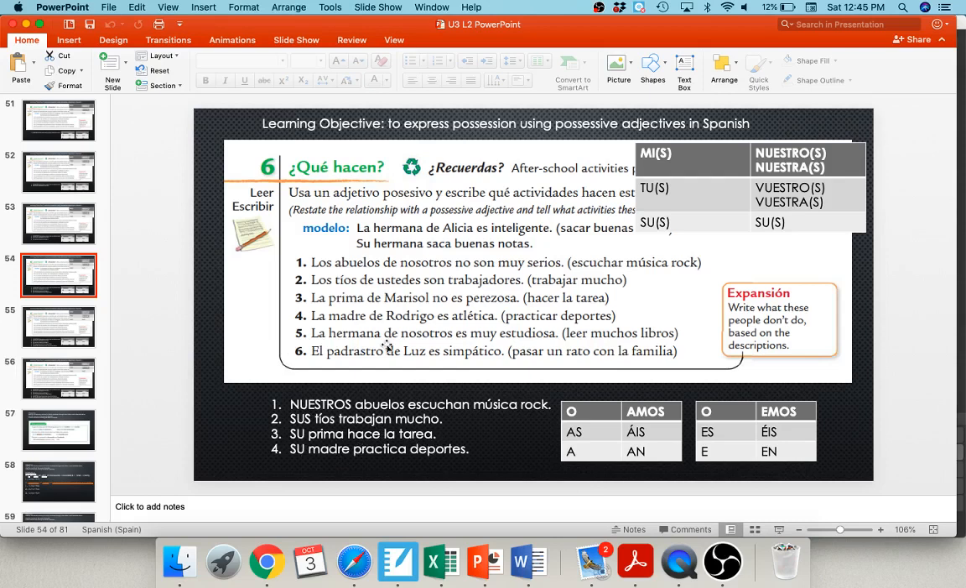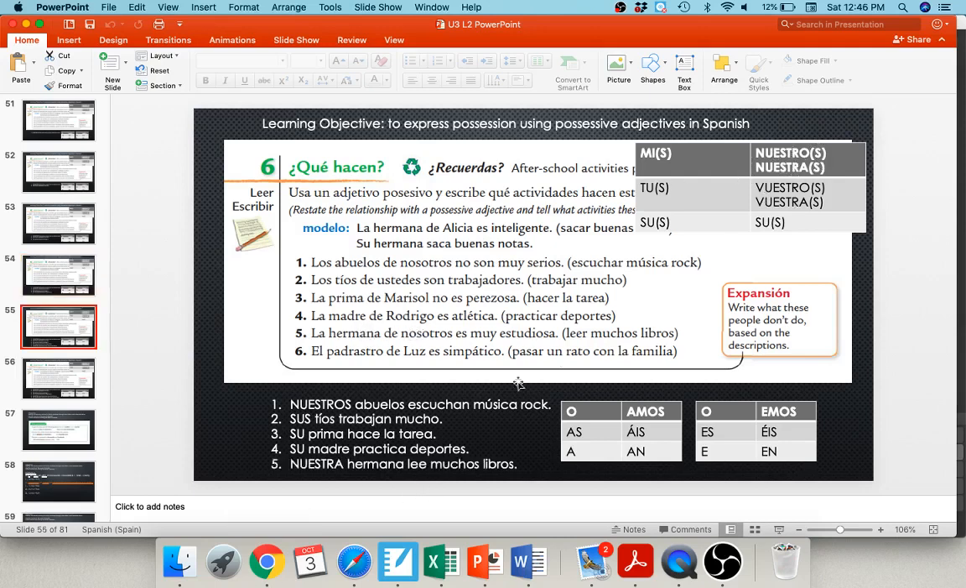Number 5, la hermana de nosotros es muy estudiosa en leer muchos libros. So our sister is very studious, and then to read a lot of books. So our sister, we have only one sister here, hermana. We know that the word hermana is feminine singular. So as we look at the nuestro, nuestra, nuestros, or nuestras as our options, we know we're going to choose nuestra here to go with hermana.